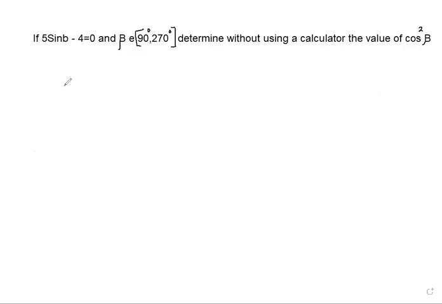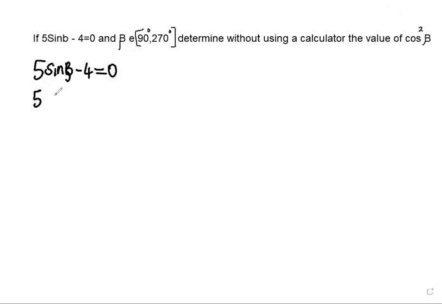Now, the first thing you're going to do from here is check what you are actually given. So as you check what you are given, this is 5 sine beta minus 4 is equal to 0, and then you write it as it is.